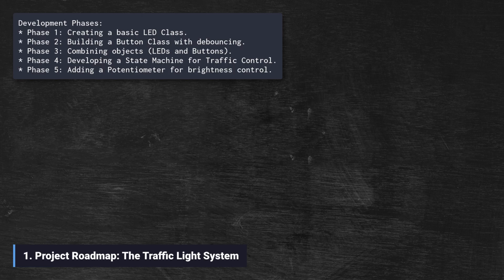Our primary goal is a complete traffic light system. We will start simple by creating an LED class, then a push-button class. As we progress, we will learn how to make these objects talk to each other and eventually use a state machine to control the entire sequence smoothly.